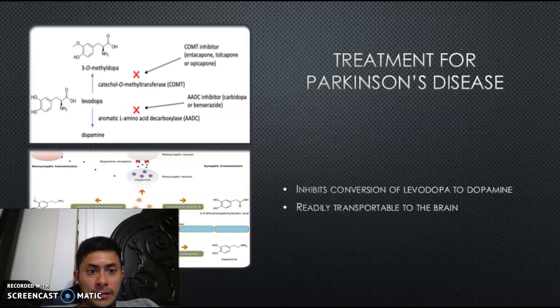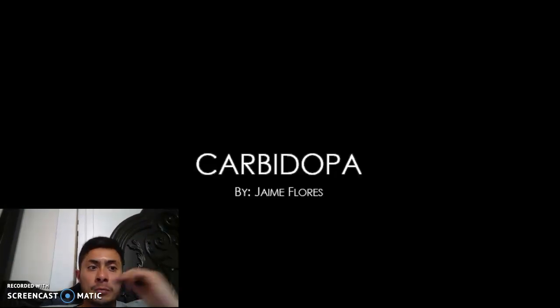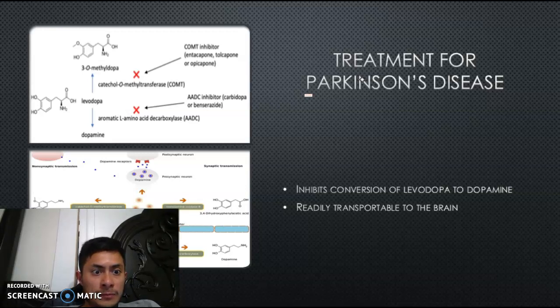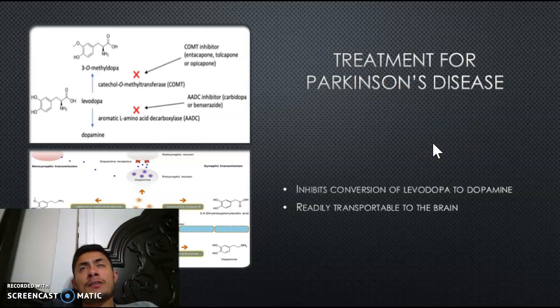And right here, this is where carbidopa comes in. This is the inhibiting enzyme, which stops the aromatic amino acid decarboxylase from turning that levodopa into dopamine. So why would we want to do that if dopamine is needed for brain function? We'll be going over that in a second.